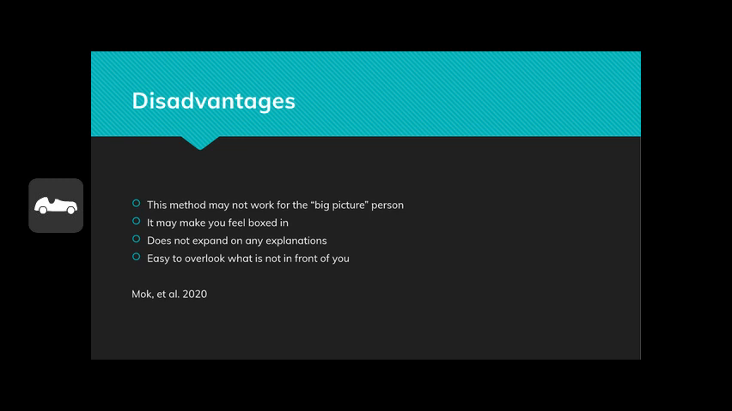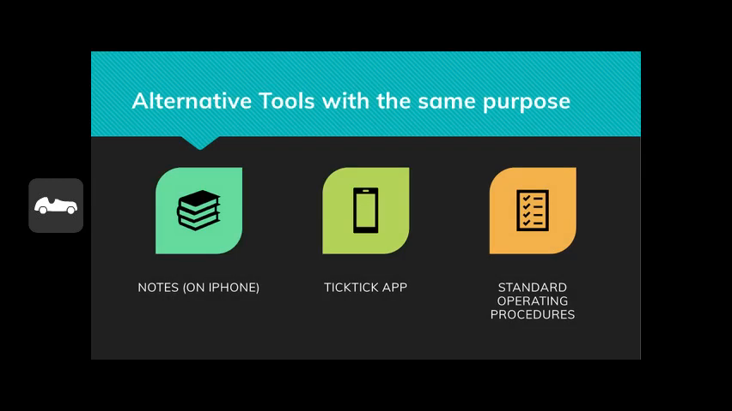It doesn't expand on any explanations. Your checklist is pretty to the point. And then it's easy to overlook what is not in front of you. I thought this was interesting when I was trying to look up disadvantages, but I feel like it's true. If you're so focused on just checking off what's next, you could maybe be blocking yourself from having more of an open mind to other things that weren't on the checklist that maybe should have been and you didn't add, but now you're committed to the checklist you've already made.